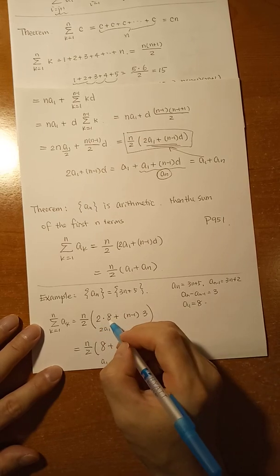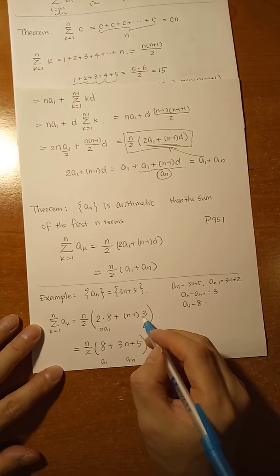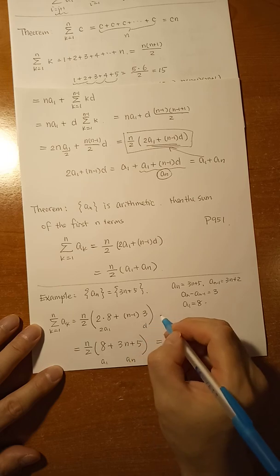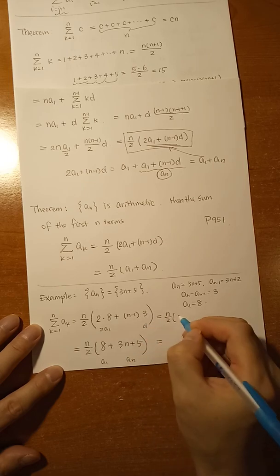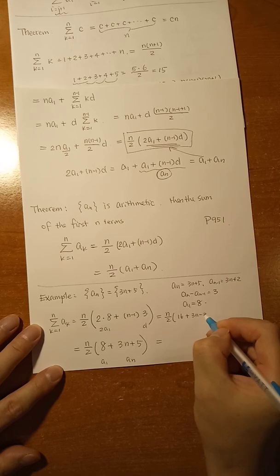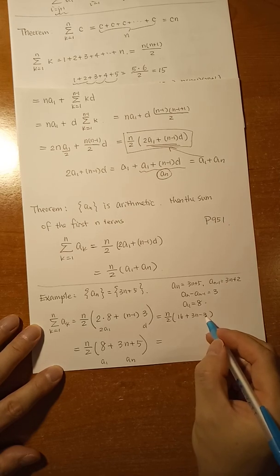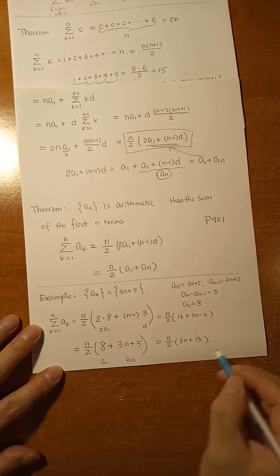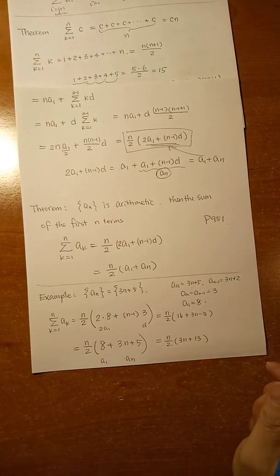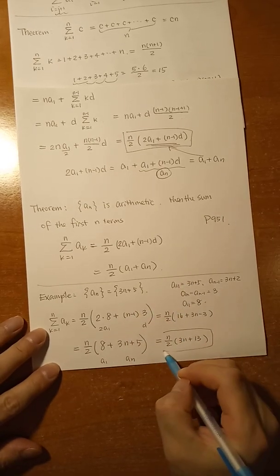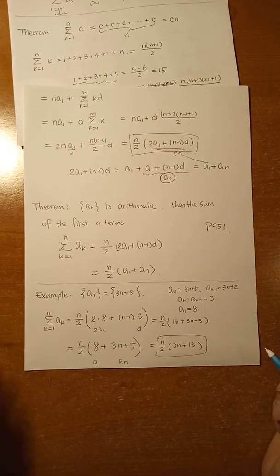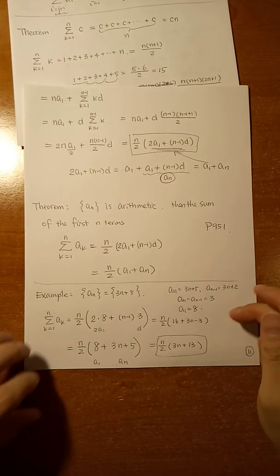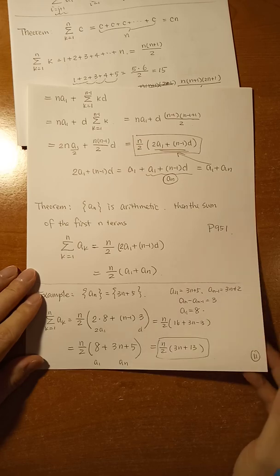2 times 8 is 16. This is n over 2 times (16 plus 3n minus 3). So it's 3n plus 13. Here is also 3n plus 13, since 8 plus 5 is 13. The same number. So you can use either one, but eventually you will get the same formula. That's the example of how we find the sum of the first few terms.